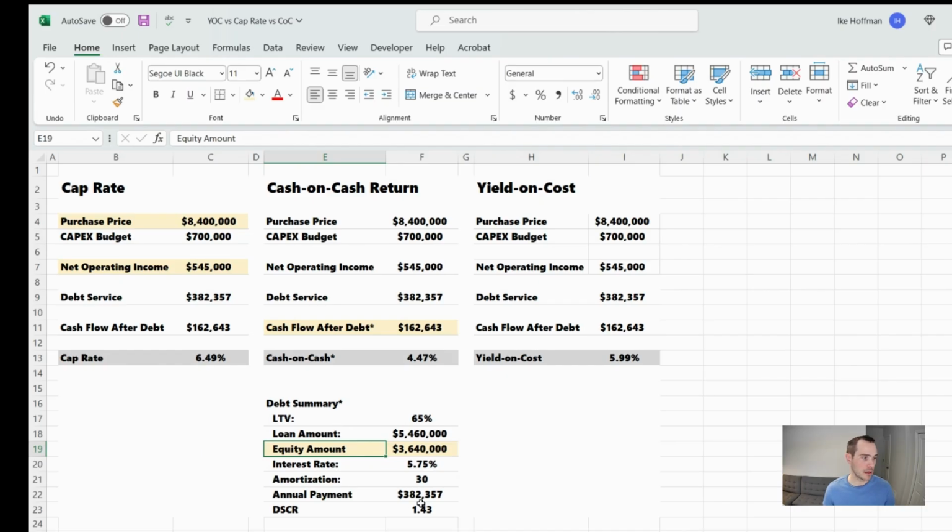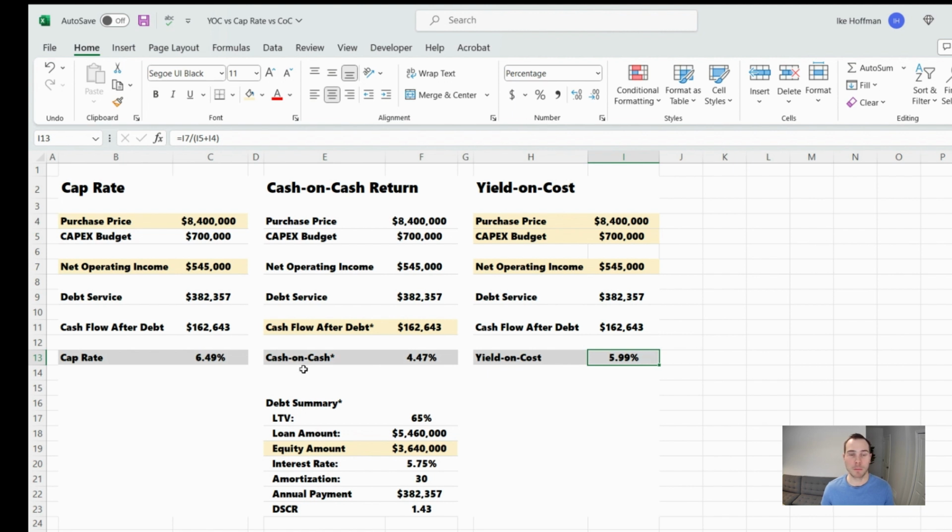We have the cap rate calculation, the cash on cash return, and now we'll calculate a yield on cost. For this, we're going to take the net operating income divided by the purchase price plus capex budgets, which equates to a yield on cost of 6%. You can see here in this example, the cap rate that's being presented is 6.5%. But really, once you factor in all the capital that will need to be spent to make the property suitable for tenants, that yield on cost drops. And in an ideal situation, the yield on cost metric would be higher than your cap rate.